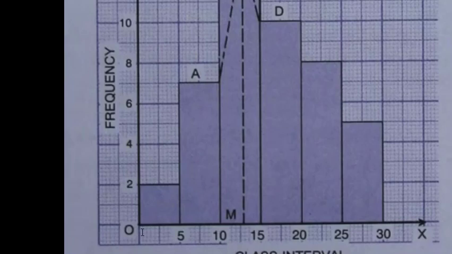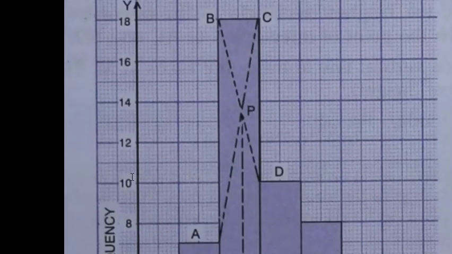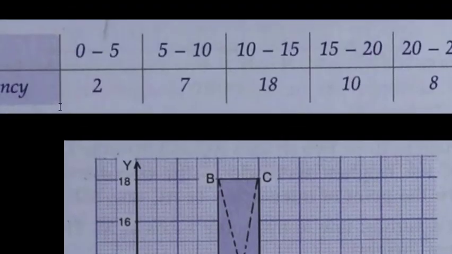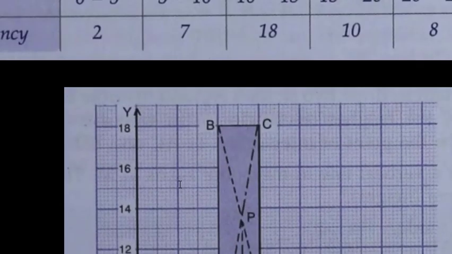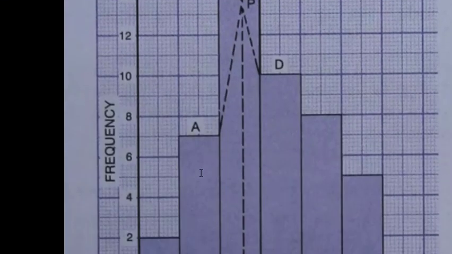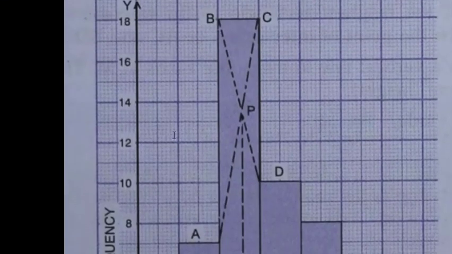So here along the x-axis 1 centimeter represents 5 and along the y-axis 1 centimeter represents 2. We have to take care that the scale will suitably represent all the frequencies. The maximum frequency is 18, so 18 should be represented along the y-axis, and we have to take care of that.